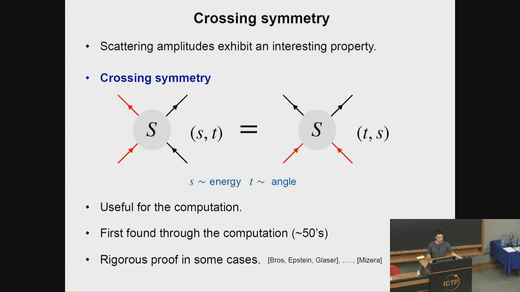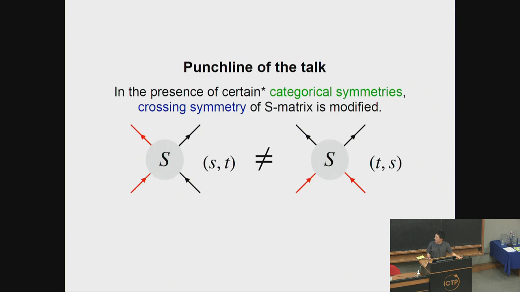Okay, so this is the crossing symmetry, and let me go directly to the punchline of my talk. The punchline is that in the presence of certain categorical symmetries, the crossing symmetry that I just explained is actually modified. In that case, we found an example in which this is actually not equal to this, and instead it obeys some kind of modified formula. Let me also explain what I mean by certain.